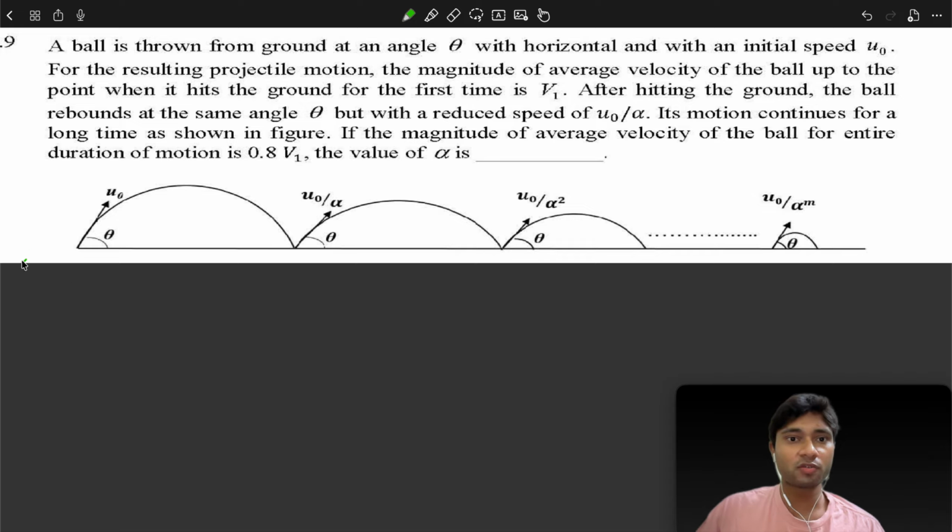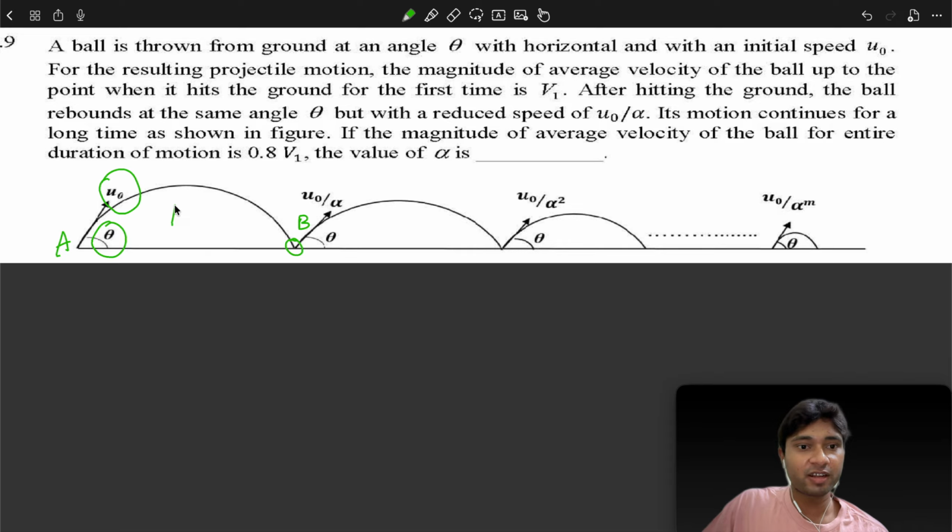A ball is thrown from ground at an angle theta with horizontal with an initial speed u0. So initial speed is u0 and angle is theta, which is given. For the resulting projectile motion, the magnitude of average velocity of the ball up to the point when it hits the ground for the first time is v1. For the first time means from point A to point B, average velocity is v1.